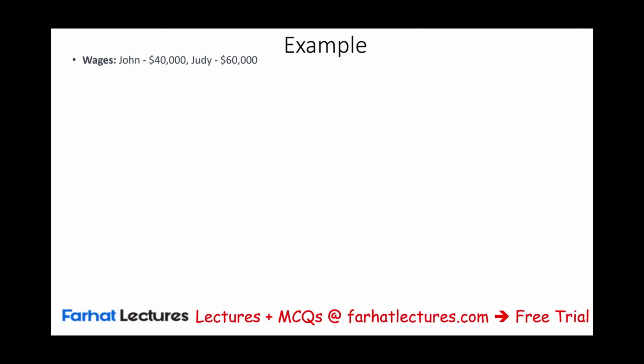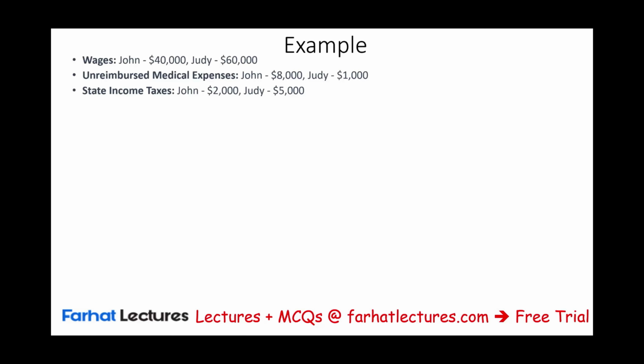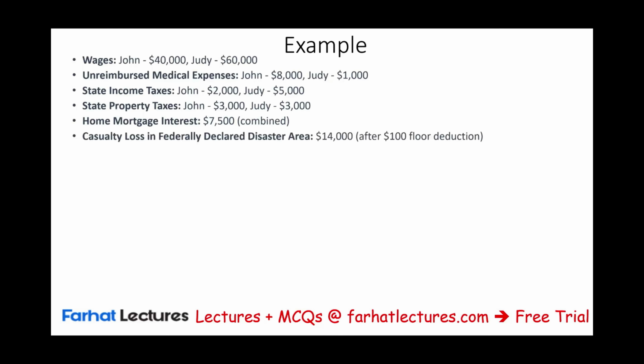John has $40,000 in wages. Judy has $60,000. They have unreimbursed medical expenses, $8,000 for John, $1,000 for Judy. State income taxes, $2,000 for John, $5,000 for Judy. State property taxes, $3,000 for John, $3,000 for Judy. Mortgage interest combined, $7,500. And they had a casualty loss in a federally declared disaster area of $14,000 after the $100 floor. The standard deduction for this particular year is $27,700. Now we're going to compute assuming that they are married filing jointly.